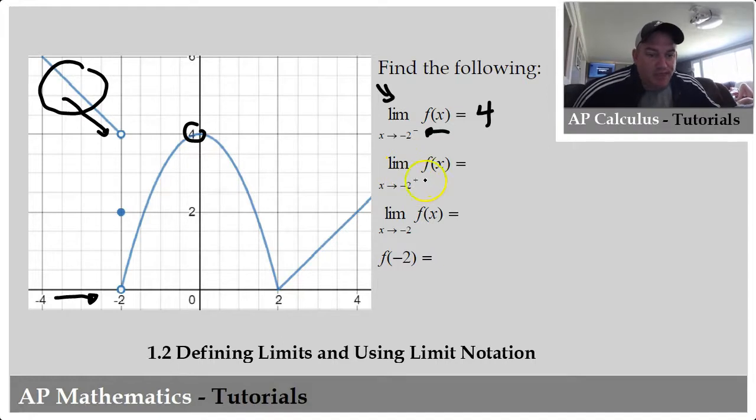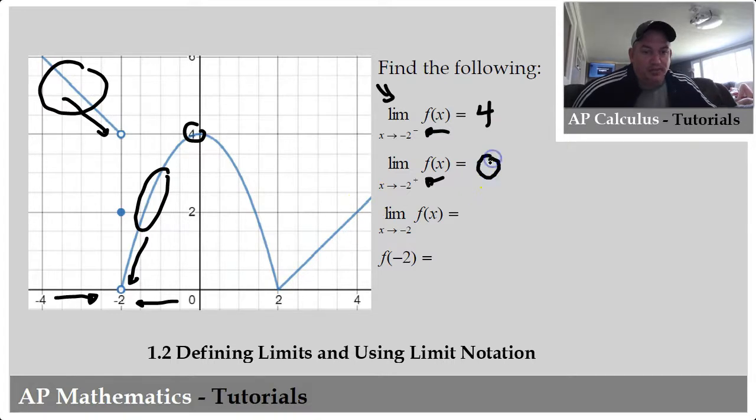Second problem says we're approaching, and notice this time this is starting with a little plus sign. That means we're approaching -2 from the right-hand side. So my part of the graph approaching -2 from the right-hand side, that would mean we're talking about this part of the graph. And as my x is approaching -2, my function values approach 0. So my right-hand limit is 0.